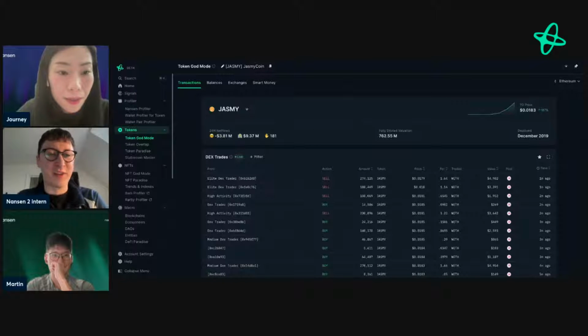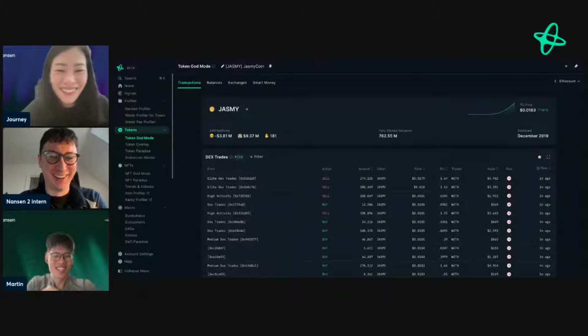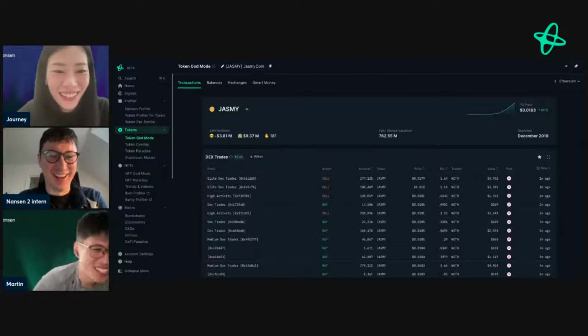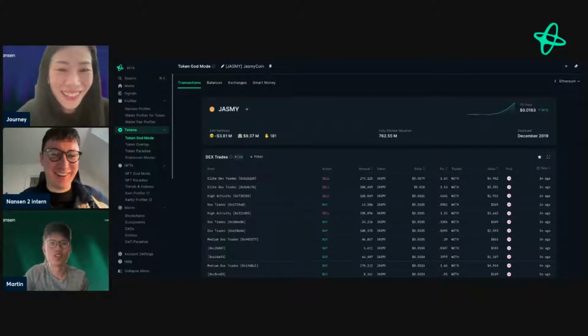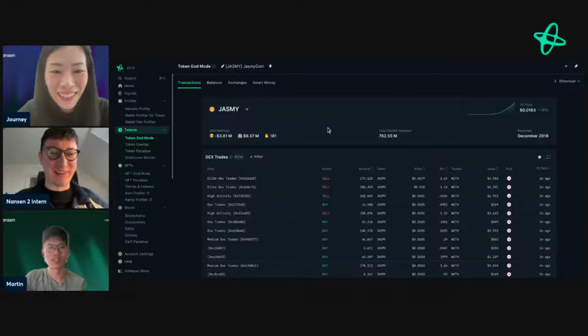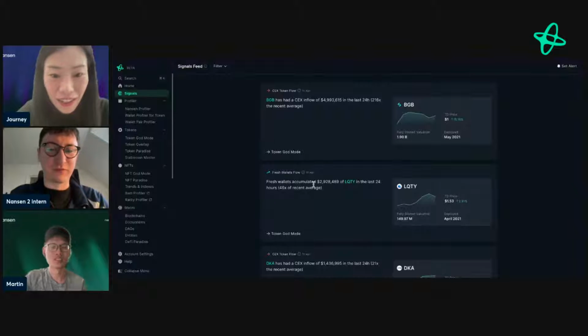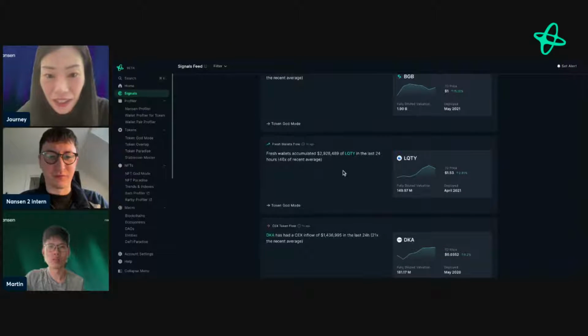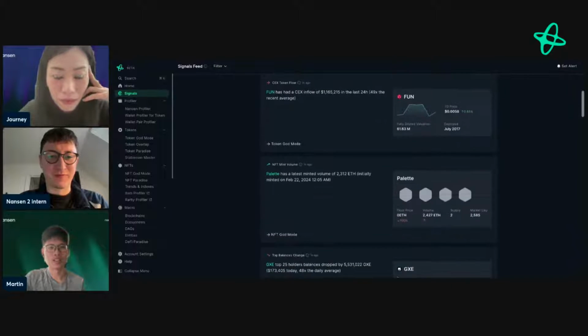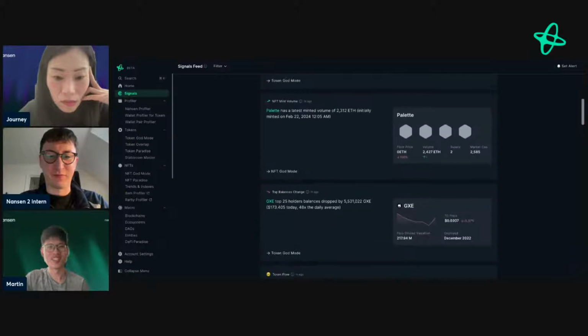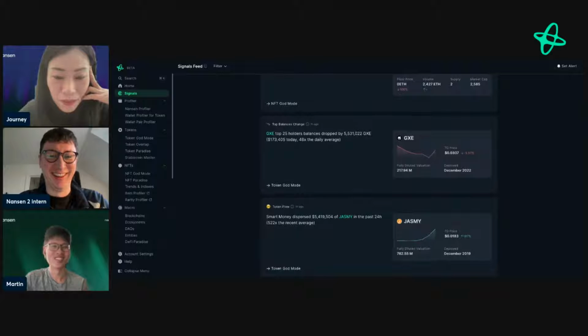I like that. Martin, are you a JASMY bag holder? I am not, unfortunately. I also have no clue what this token is about, but I've seen it make rounds around crypto Twitter. Quite a few people I've seen talking about it. But once again, I am very mid-curve and I tend to fade things that do well.